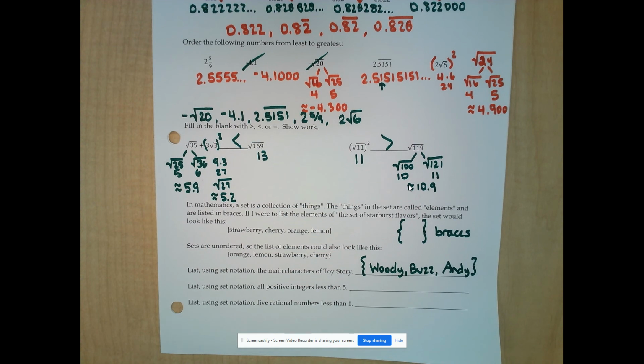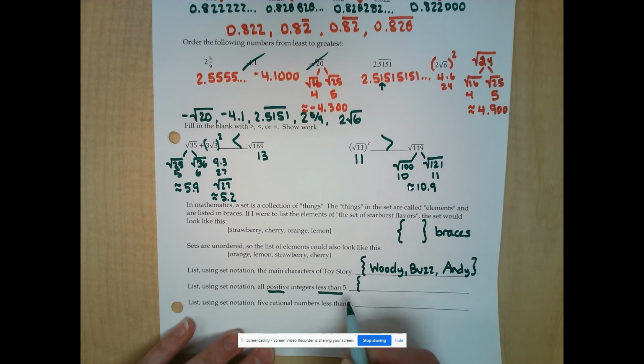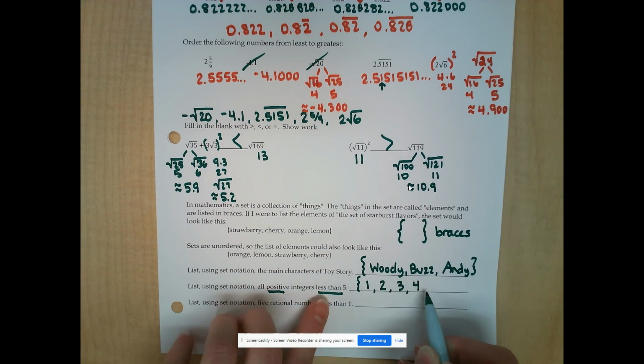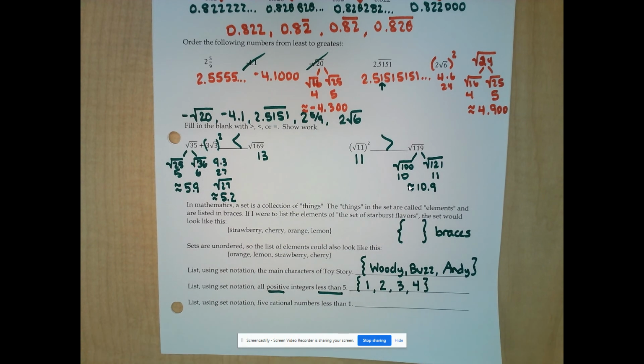List, using set notation, all positive integers less than 5. So whatever I write has to be positive, and it has to be less than 5. So 1 is a positive integer, 2 is a positive integer, 3 is a positive integer, 4 is a positive integer. I'm going to stop because I need less than 5. And you'll notice I didn't put 0 on my list because 0 is not positive.